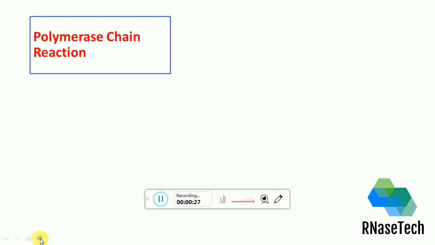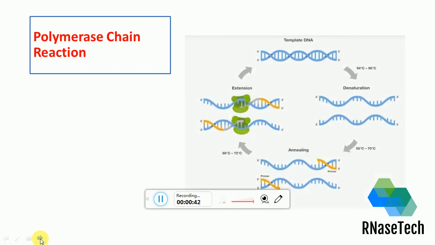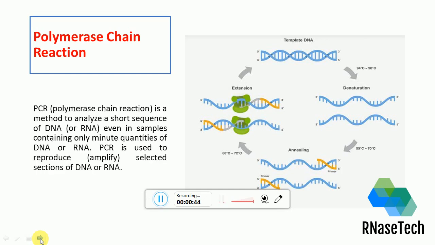Before going into detail of what diagnostic testing we are using for COVID-19, first let me explain some basic principles which are being used in those testing kits. First one is polymerase chain reaction, or in short form we call it PCR. What is PCR? PCR is a method to analyze a short sequence of DNA or RNA even in samples containing only minute quantities of DNA or RNA. PCR is used to reproduce or amplify selected sections of DNA or RNA.